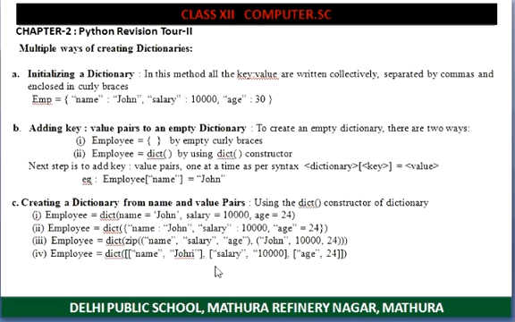And the fourth method is to keep all the pairs in square brackets. By this, you can create the dictionary. So there are so many methods to create the dictionary.